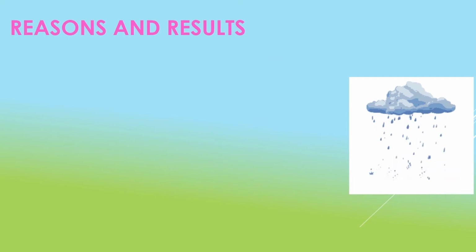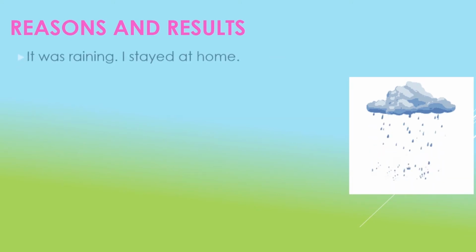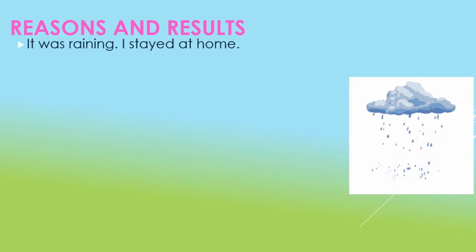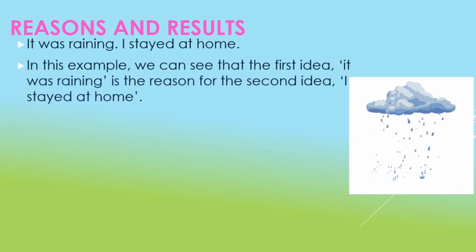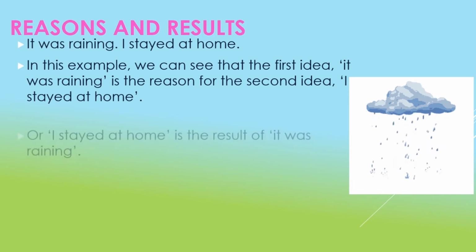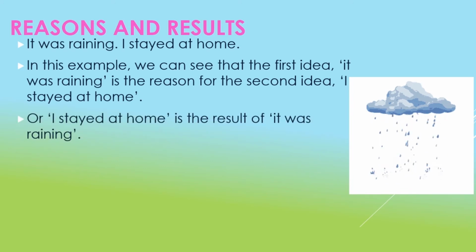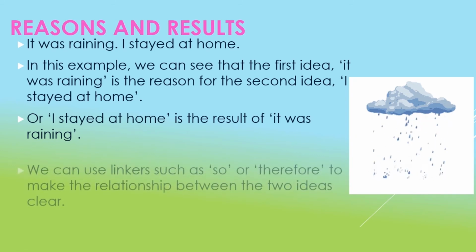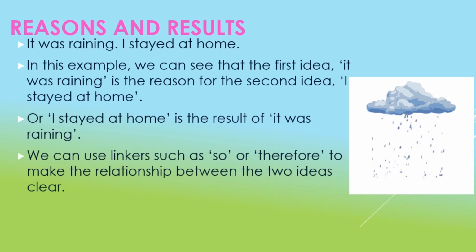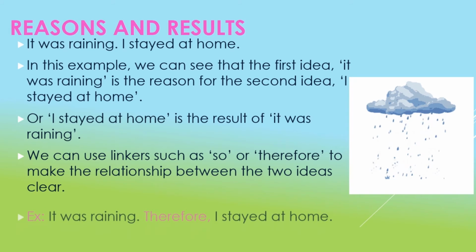Let's analyze these reasons and results. It was raining, I stayed at home. In this example, we can see that the first idea, it was raining, is the reason for the second idea, I stayed at home. Or, I stayed at home is the result of it was raining. We can use linkers such as so or therefore to make the relationship between the two ideas clear.